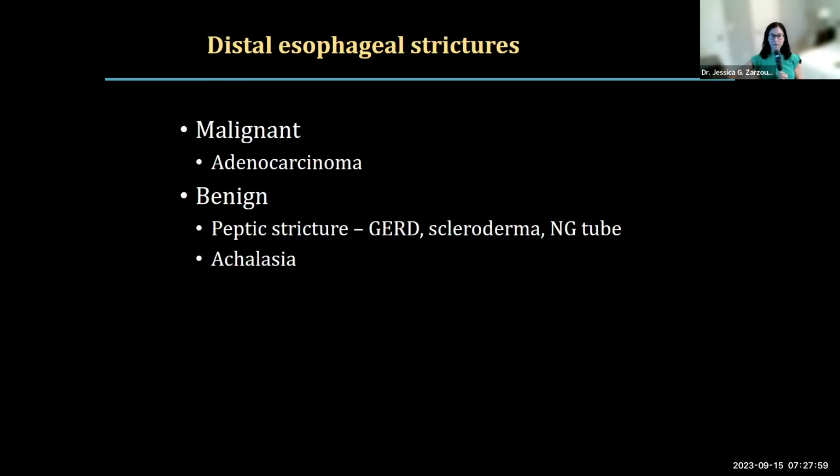Okay, so moving out of the mid-esophagus and into the distal esophagus, we will again consider malignant and benign strictures. The most common malignant stricture in the distal esophagus is adenocarcinoma, and the most common benign strictures in the distal esophagus are peptic strictures and achalasia type narrowings.